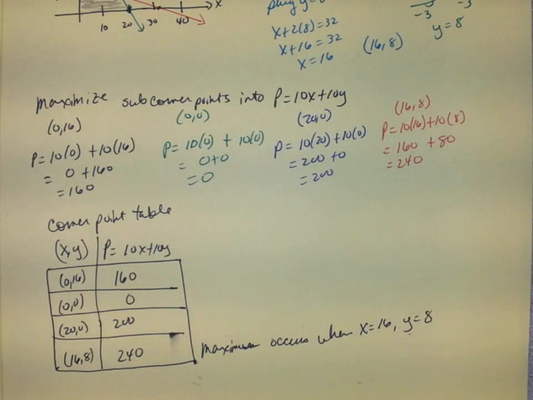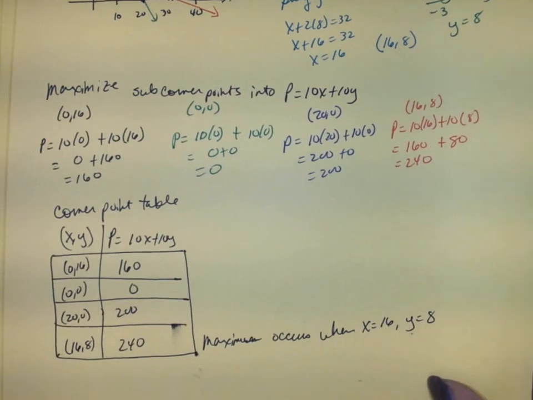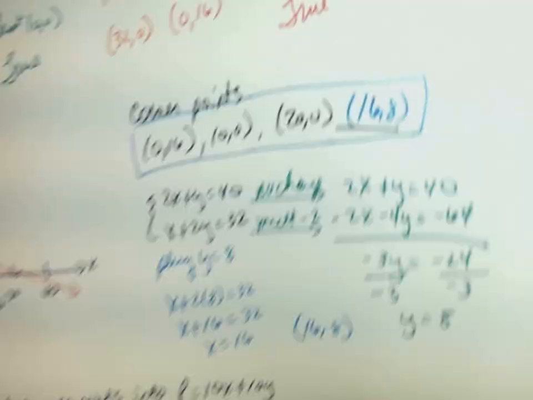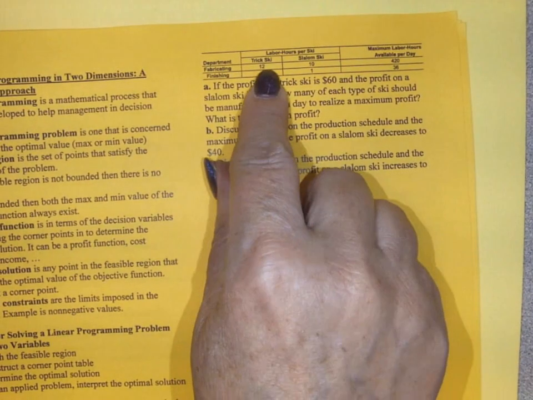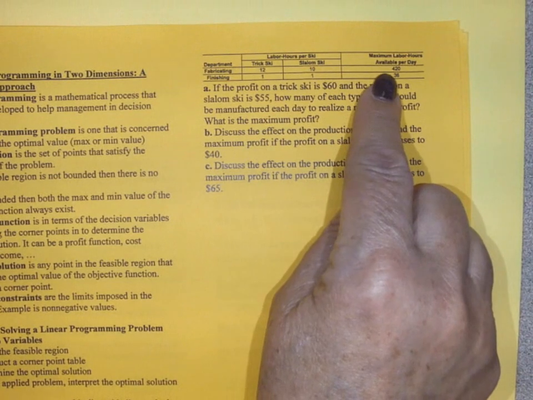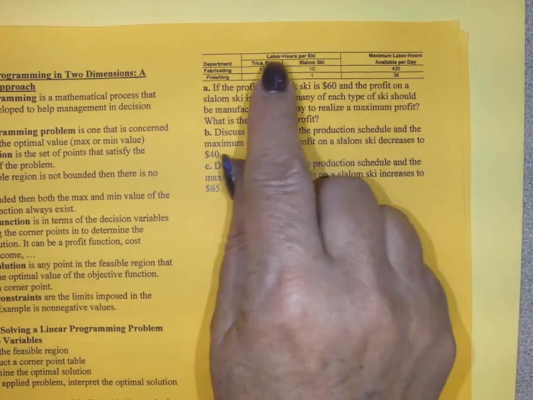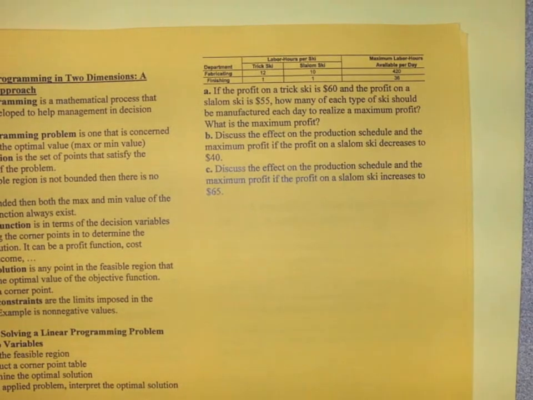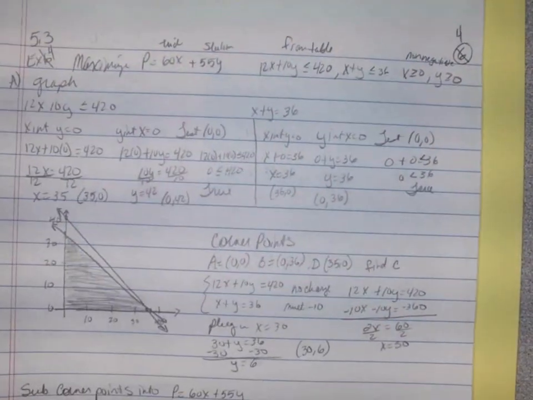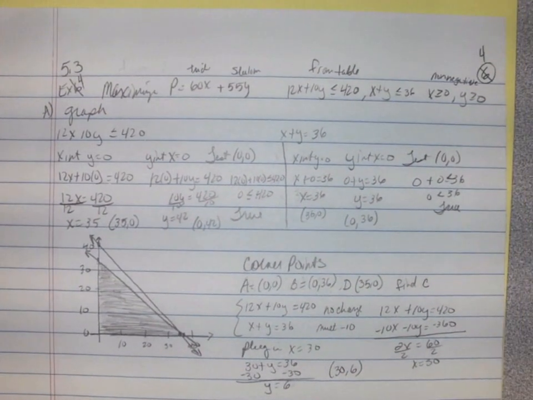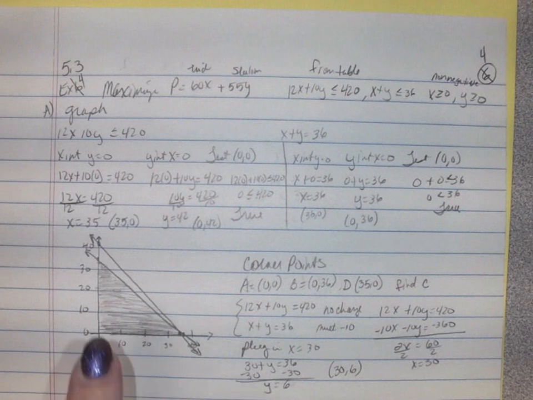I think I'm going to kind of talk about this one because our video is getting long, and it's very similar to what we've done. And so I just want to kind of walk you through it. You've got the chart here. So this is going to be our 12x plus 10y less than or equal to 420, x plus y less than or equal to 36. Because it follows the chart, I'm going to kind of walk you through rather than just work it, because this one's basically the same as what we did, it's just a little bit different.